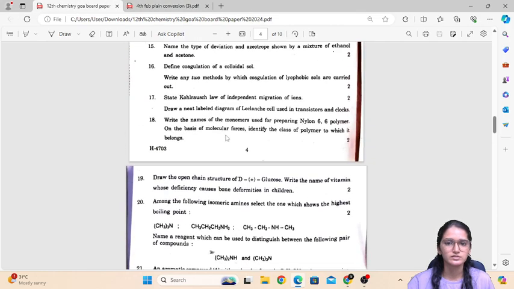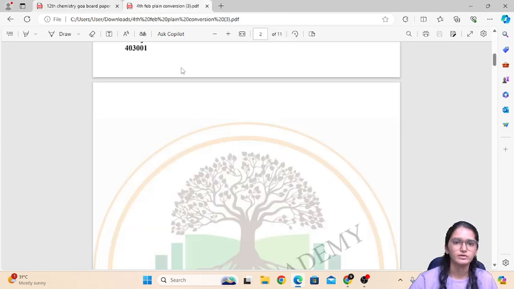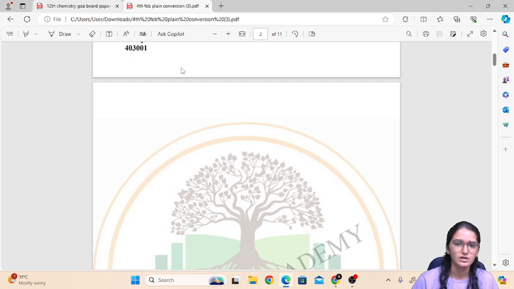Now the next question is: draw the open chain structure of D plus glucose and write the name of the vitamin whose deficiency causes bone deformities in children. This question is from the biomolecules chapter. First they have asked for the open chain structure of D plus glucose. So how to draw this structure? We have already seen the structures of glucose.